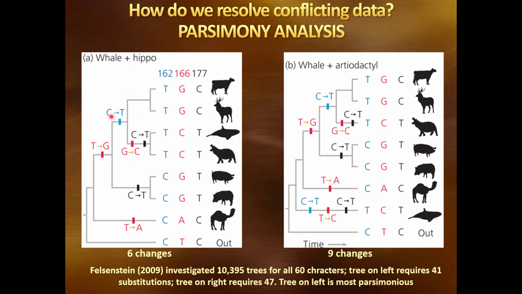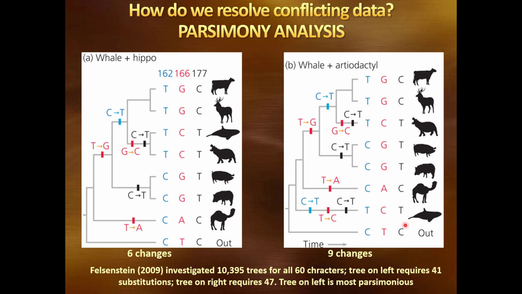And then as far as position 162, we see that the top four here have the same base. So in that case, this is where the C became a T. And we also see down here for position 177, it looks like a C became a T in this particular group. So if this is the way that it happened, then we count up how many different changes would be necessary to get this type of tree, and in this case we get 6 changes.